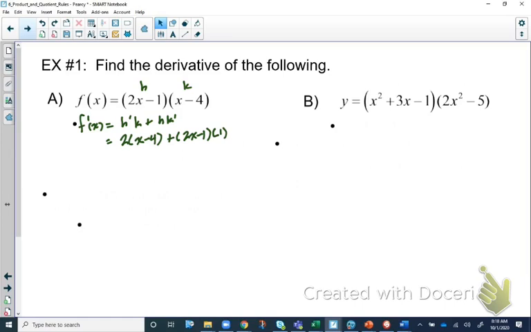Here what we're going to do is just do your normal distribution and combine any like terms that you have. So the first distribution gives me 2x minus 8 plus the 1 doesn't really do anything, so we just have the 2x minus 1. And when we combine our like terms, we're going to have 4x minus 9.